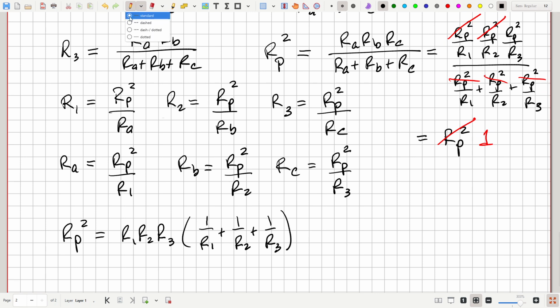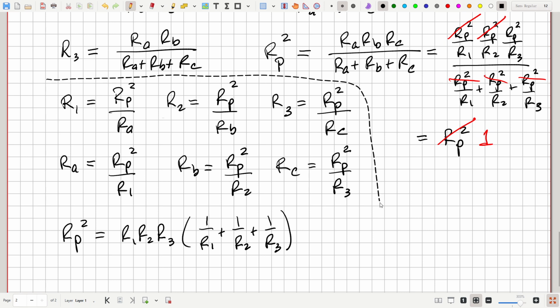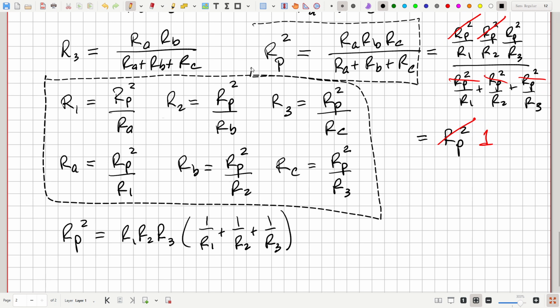Okay, so these expressions right here can be used either to calculate the R1, 2, and 3 from Ra, B, and C, or go the other way. And we would use one of these two formulas to get the RP squared, whichever one would be appropriate. So that is the delta-Y transformation.